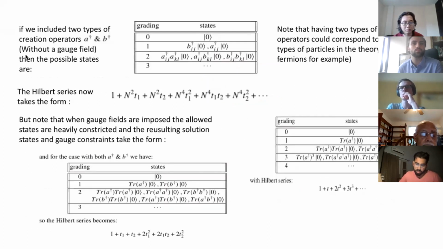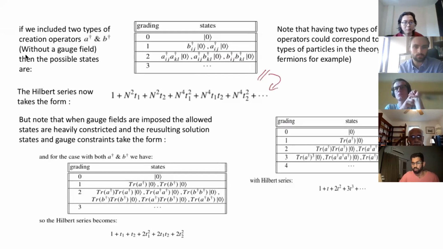Similarly, we can also have two types of creation operators, and this would basically correspond to theories that include both fermions and bosons. Again, for each grading you have different possible solution states, and it's pretty straightforward to see how that implies this particular Hilbert-Poincare series.